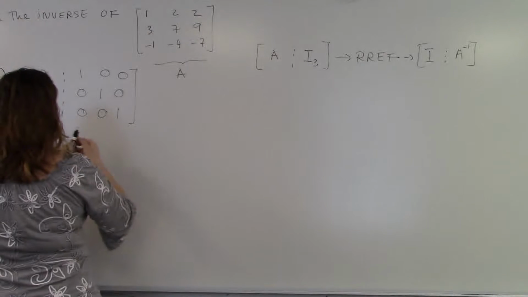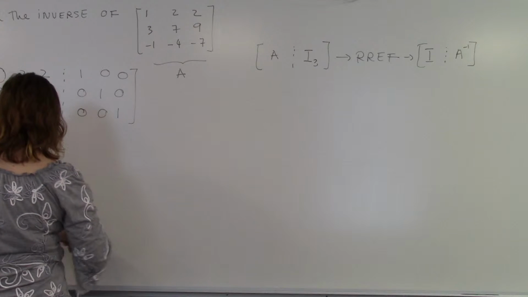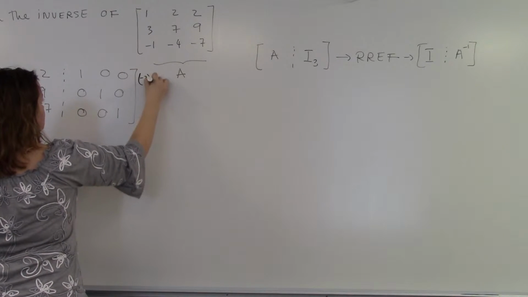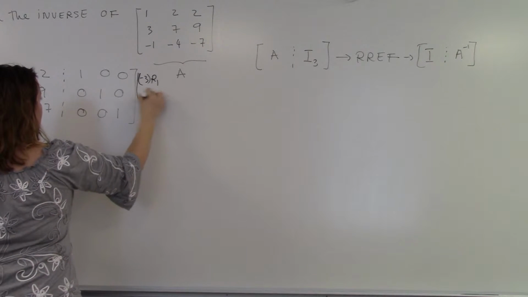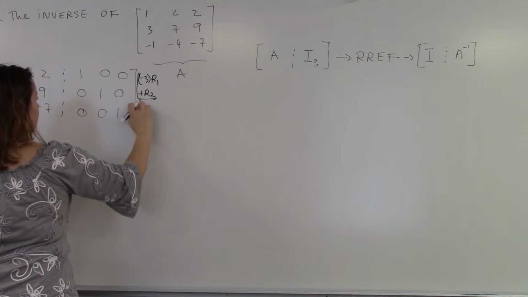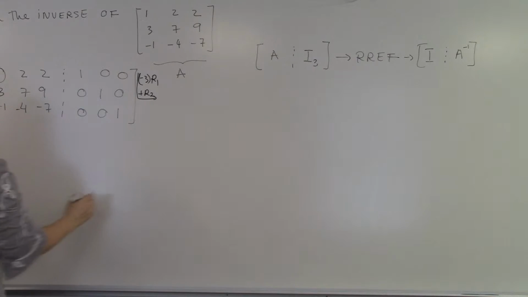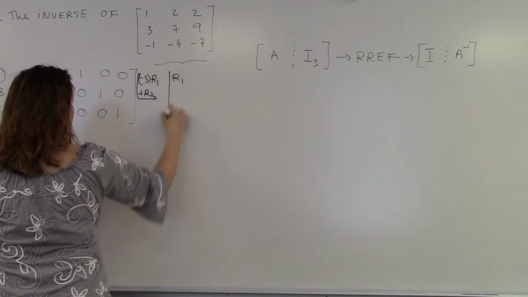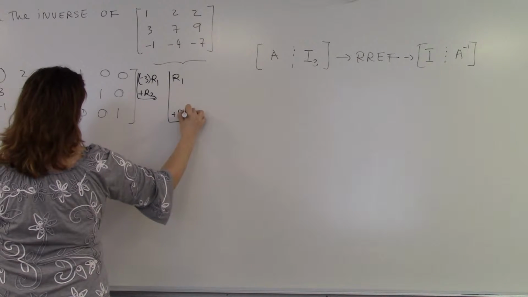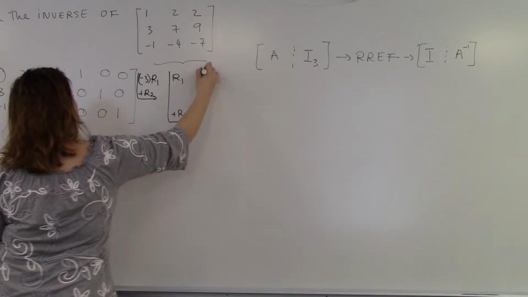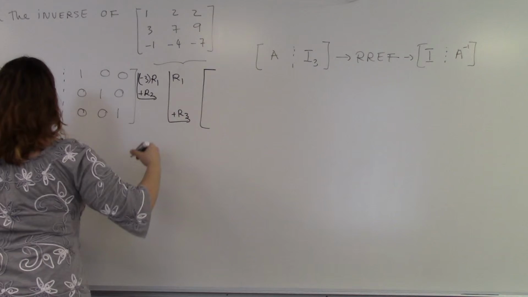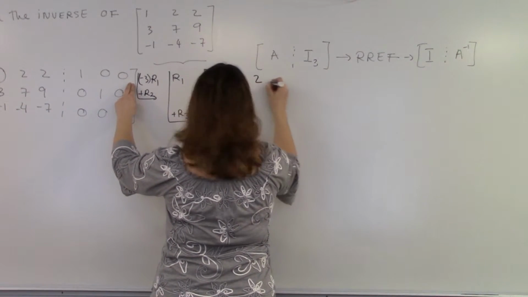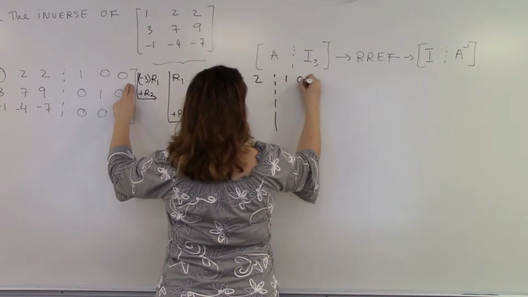So I'm going to indicate what I'm doing right here. I'm going to say -3 times row 1, and I'm going to add that to row 2, putting it into row 2. And then I'm going to do row 1, and I'm going to add that to row 3. Okay, so the first row stays the same throughout the whole matrix. 1, 0, 0.